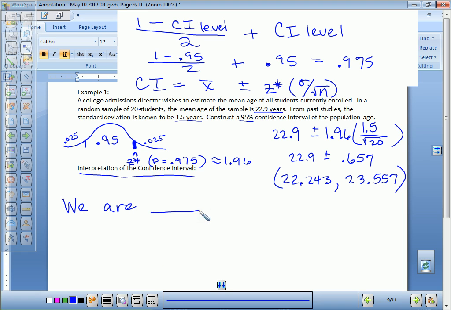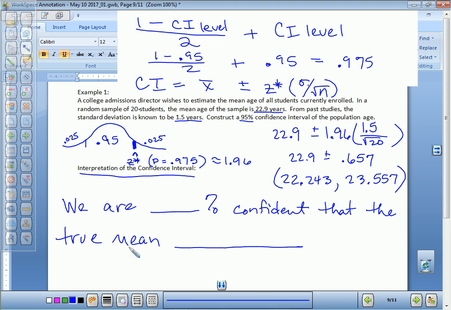We are blank % confident that the true mean of whatever our problem is talking about, so the true mean of blank, is between blank and blank. And then describe our units if necessary. So, this is what we'll fill in every time.